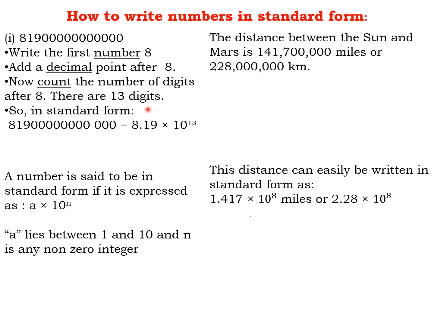There are 13 digits. First you will write the very first digit, that is 8. After that you will put a decimal. After decimal you will write the digits without zeros. Zeros we are not going to write because after decimal 0 has no value. So you will write 8.19 into, means after the very first digit, after 8, how many digits are there? If you count them, there are 13 digits. So in standard form it will be 8.19 into 10 to the power 13.